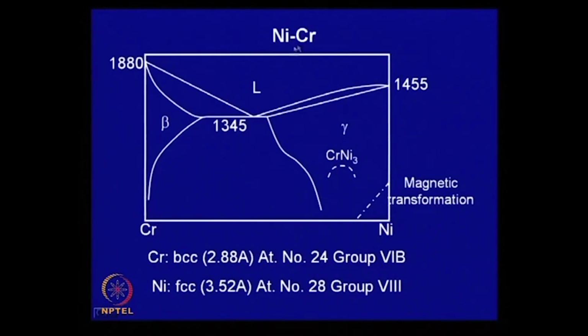Nickel chromium is another good example. Nichrome heating elements are made of nickel chromium, around say 80% nickel, around this composition is the nichrome, and it is a common heating element. Look at their crystal structures, they are different. Their atomic numbers are nearby, chromium 24, nickel 28, and nickel is magnetic. So, here you have a Curie point, this line represents the magnetic transformation temperature. Pure nickel is ferromagnetic, but if you add chromium to it, that Curie point comes down, and on this side it is no longer magnetic.